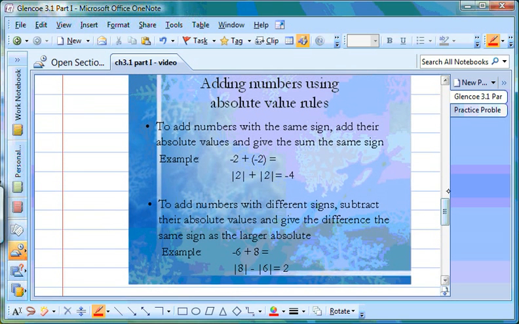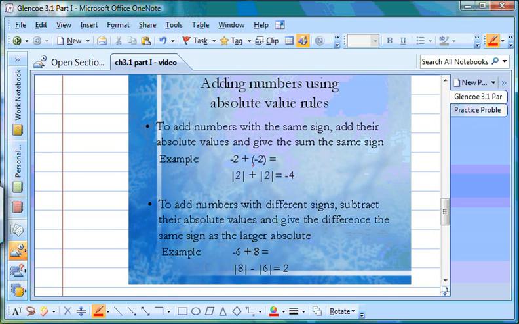Now the other rules that we can use are absolute value rules. You have to have an understanding of the absolute values though. Throw off those signs, get rid of them, follow the rules, and then add your signs back in at the end. To add numbers with the same sign, you're going to add their absolute values and then give the sum the same sign that you started off with.